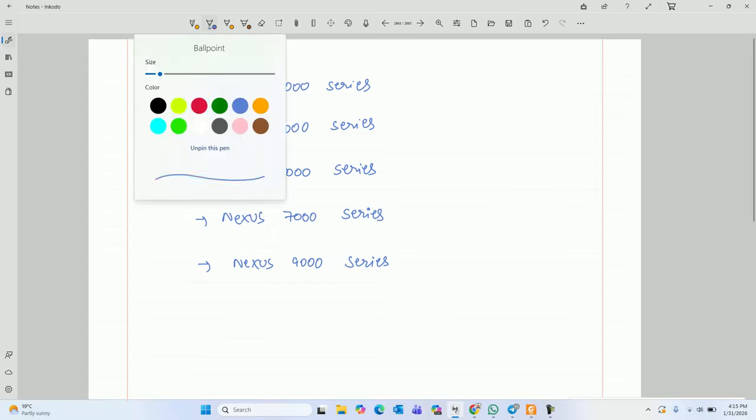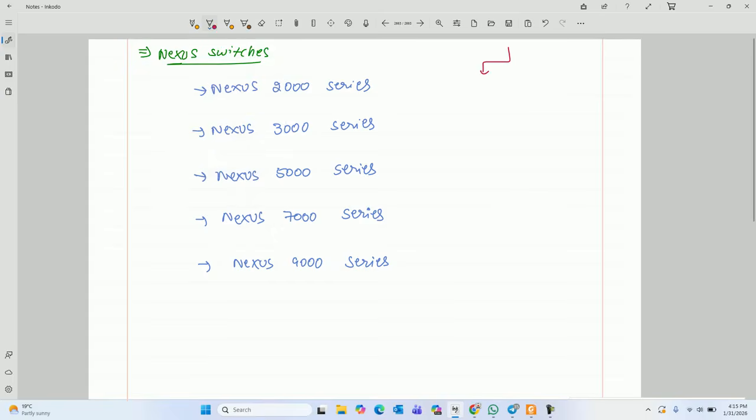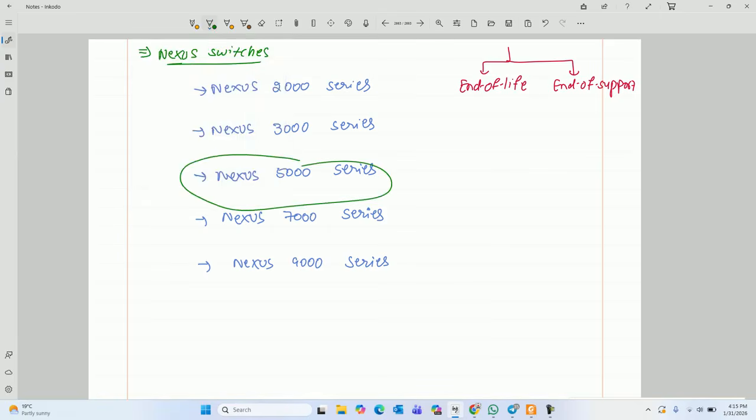Now, with time, what Cisco did is that devices become end of life. And then there's a concern related to end of support also. Let's say nobody is ordering the Nexus 5000 series. After a certain period of time, Cisco will say, now this switch is end of life. You can't buy new switches. But if you already have these switches in the production network, we will give you support for the next 3 years, let's say.